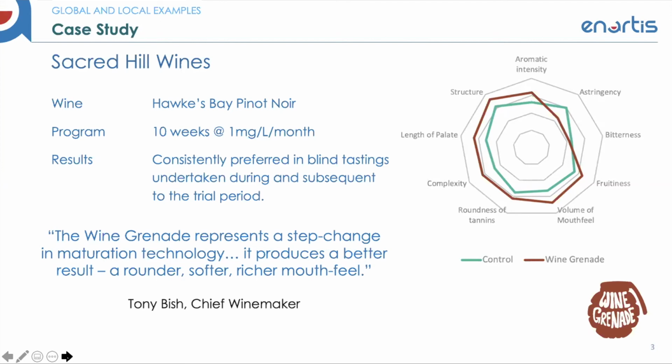So the spider chart that hopefully you can see on screen, although our video might be blocking off half of it, essentially what you're seeing is the aggregate scores that that panel of independent winemakers gave those two wines. So the red line is showing you effectively what the wine grenade treatment was responsible for with that wine. So positive gains across all of the metrics that were considered.